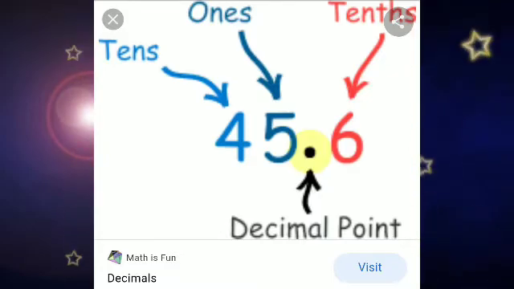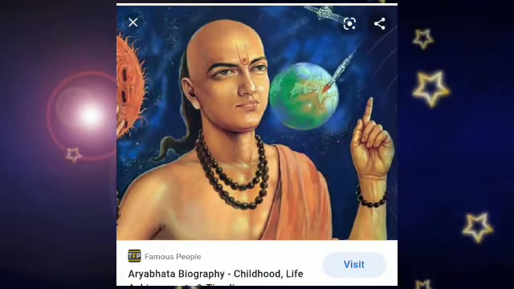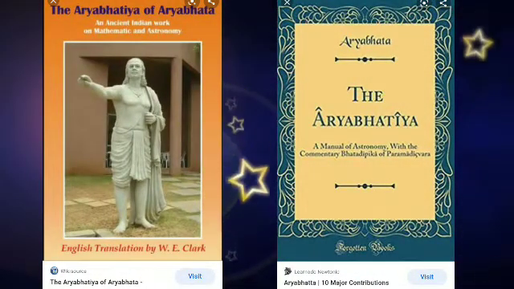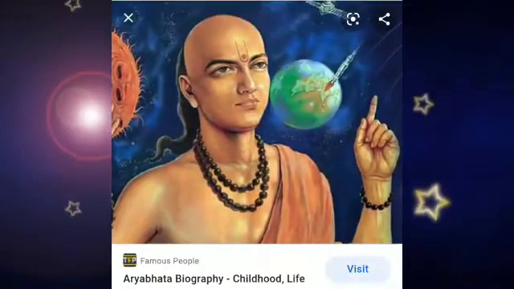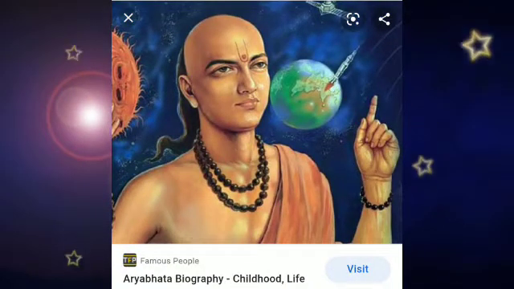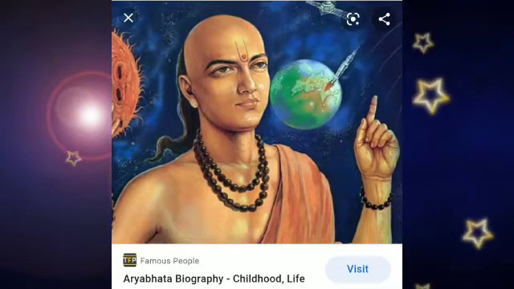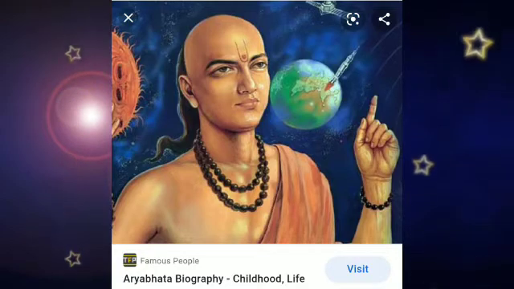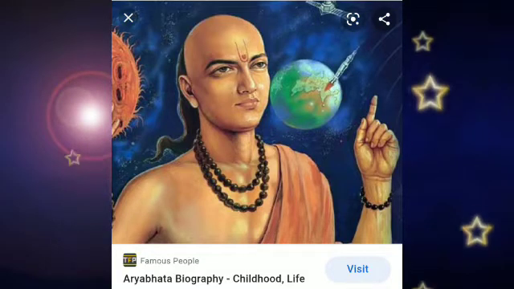The scientist Aryabhatta wrote a book, Aryabhatiya, which included many formulas for mathematical operations. Aryabhatta was also an astronomer. See, he was not only a mathematician but also an astronomer. Students, he stated that the earth revolves around the sun.